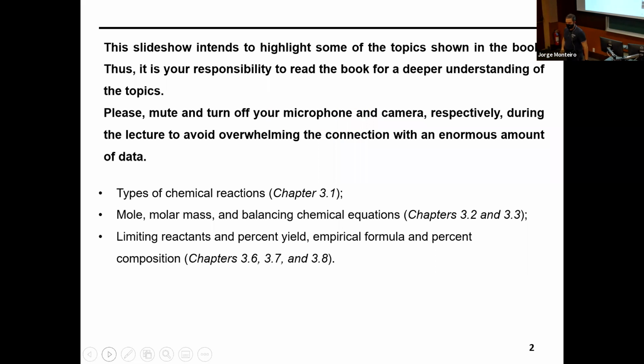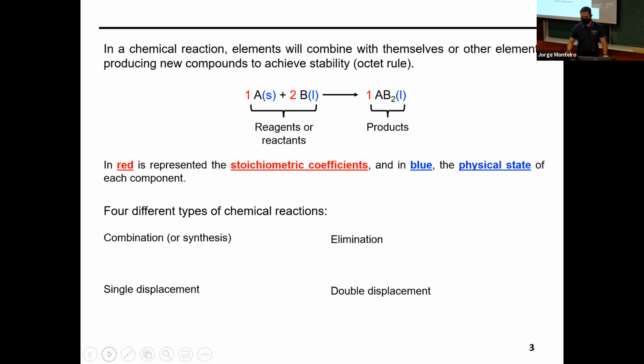We are going to start covering types of chemical reactions. After that, we will talk about mole, molar mass, and balancing chemical equations. And finally, limiting reactants, percent yield, empirical formula, and percent composition. So that is the goal for this chapter. So let's start with types of chemical reactions.